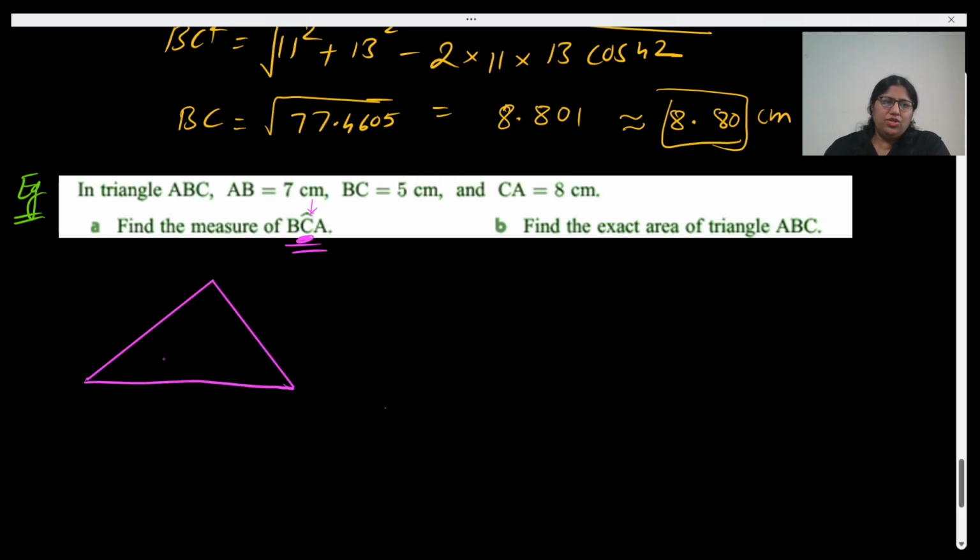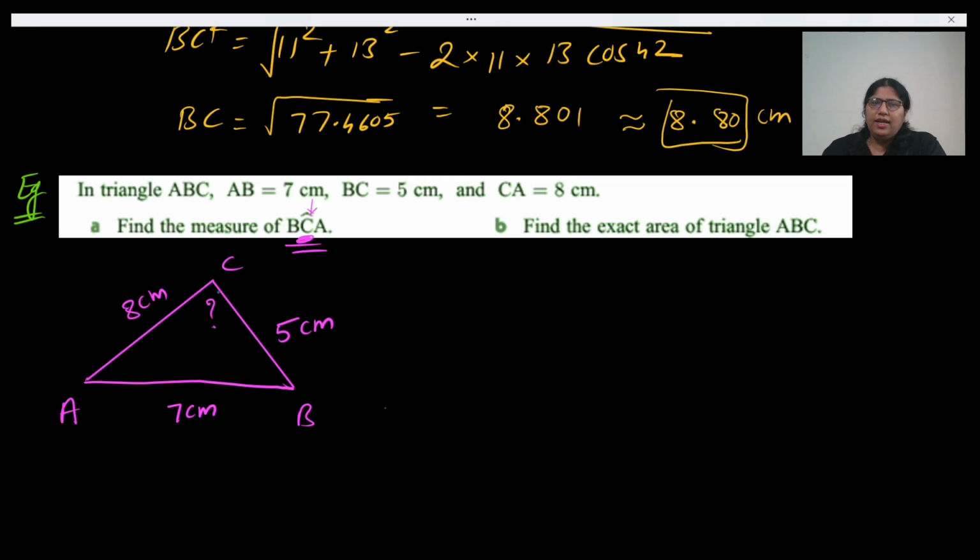Now, if I mention here A, B, and C, this angle is unknown, we need to find out, right? Now, mark here AB length is given as 7 centimeter, BC length is given as 5 centimeter, CA length is given as 8 centimeter. Now, whatever angle is unknown, because in part A you need to find out angle C. What will be the formula here?